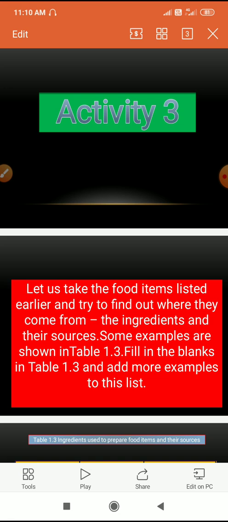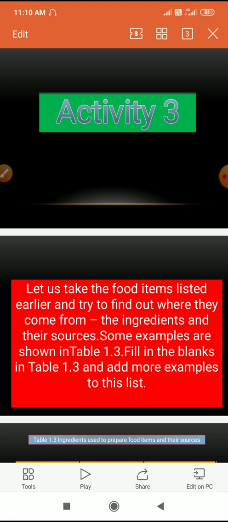In the previous video you learned activity 2. In the second activity you learned about some ingredients common to different food items. But did you think about where these ingredients come from? It may be easy for us to guess the sources of some of the ingredients that we listed in table 1.2, the food items and the ingredients needed to prepare them.